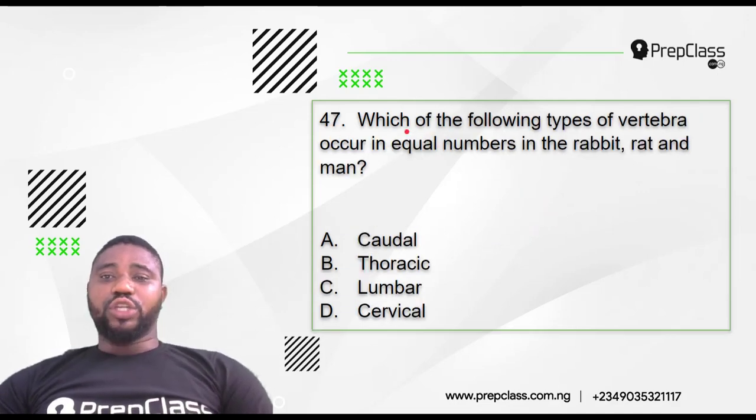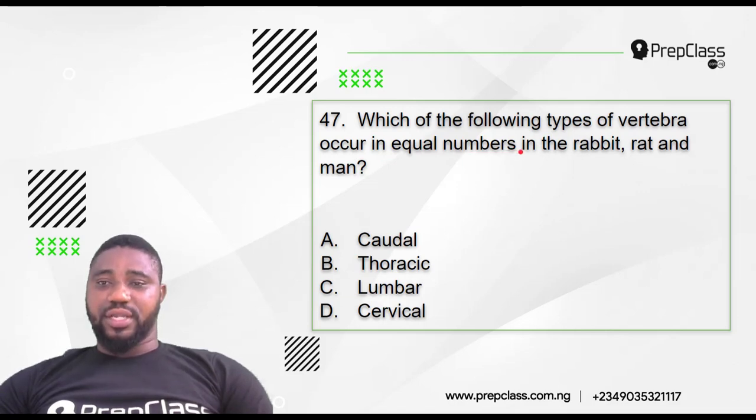47. Which of the following types of vertebra occur in equal numbers in the rabbit, rat, and man? Is it caudal? Is it thoracic? Is it lumbar? Is it cervical?